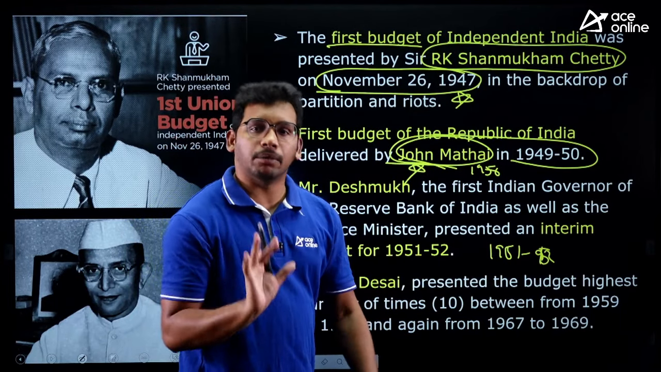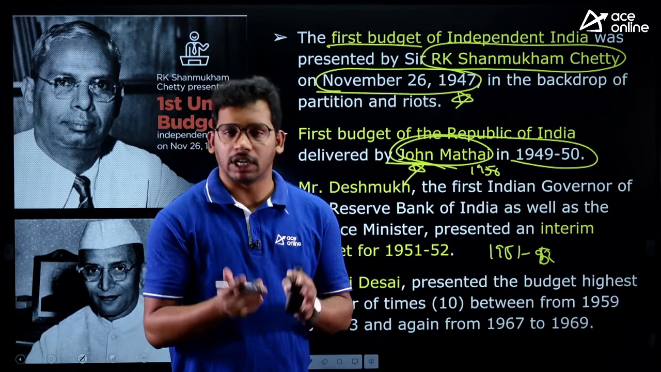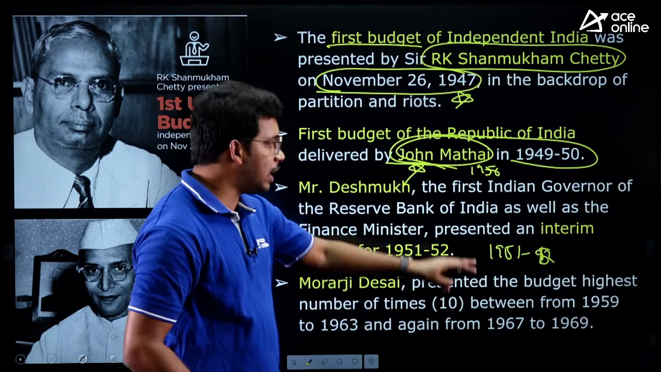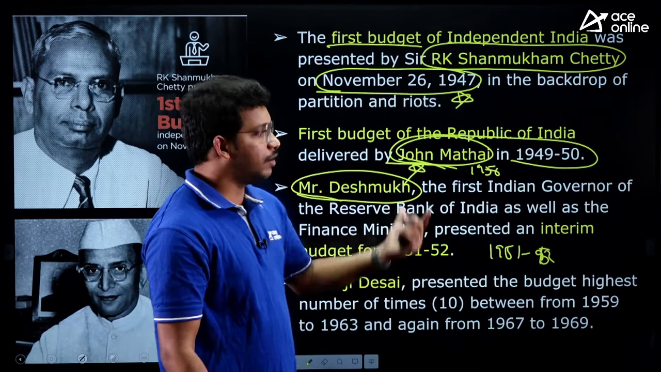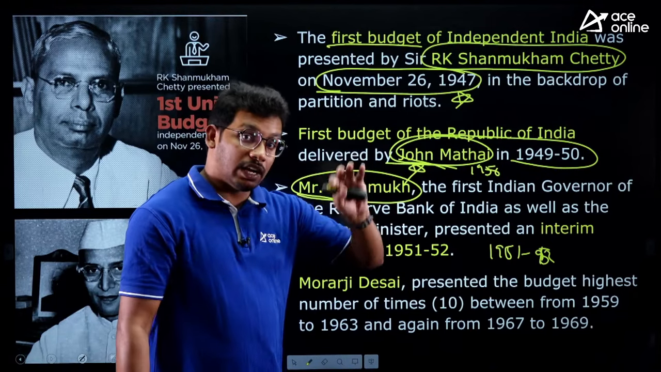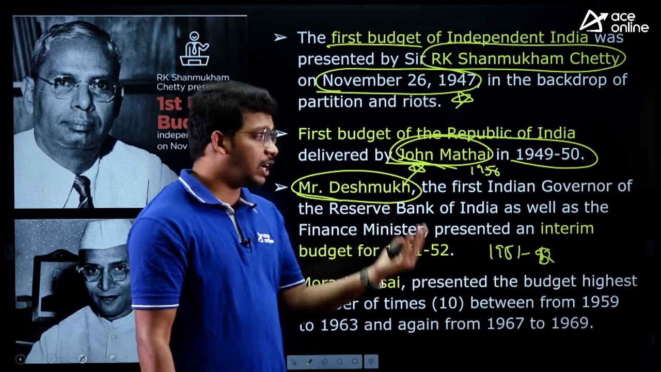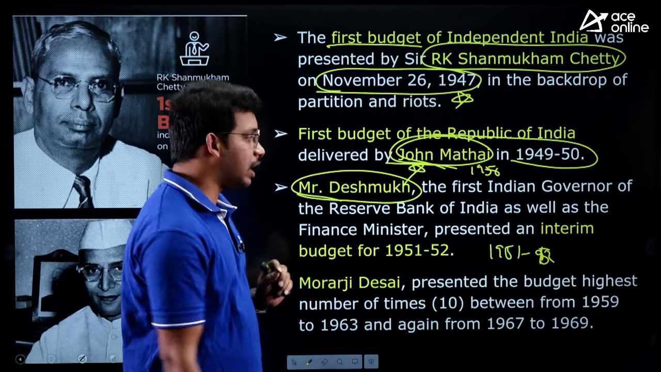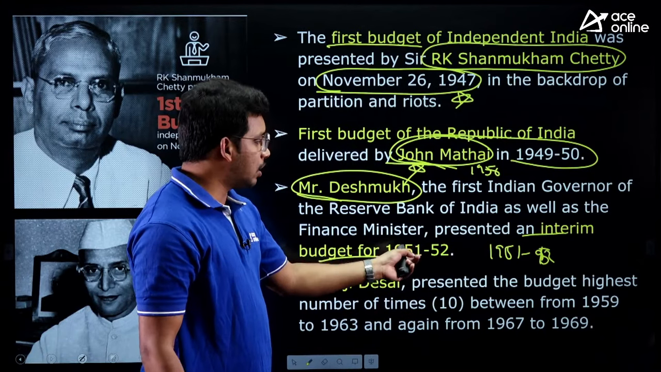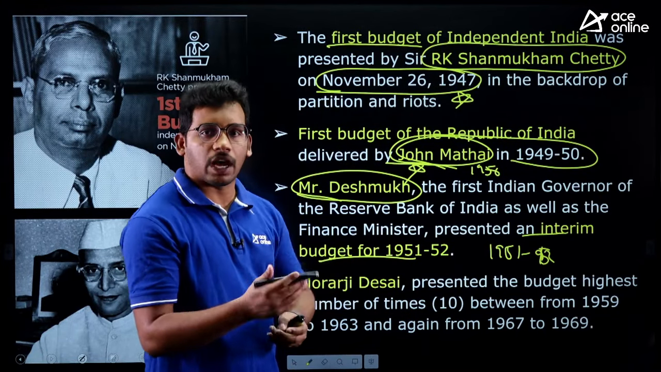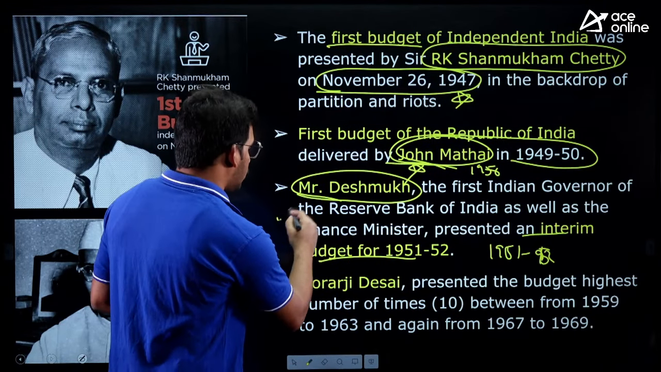So there was an interim budget, that means a short-term budget. What the government puts forward for a temporary period is the interim budget. It was put forward by Mr. Deshmukh, the then finance minister, as well as the Reserve Bank of India governor. So he was both finance minister and the governor of the Reserve Bank of India. This was the interim budget because elections were scheduled in May. It was put forward in January 1951-52 for just 2-3 months. So this also you need to remember.